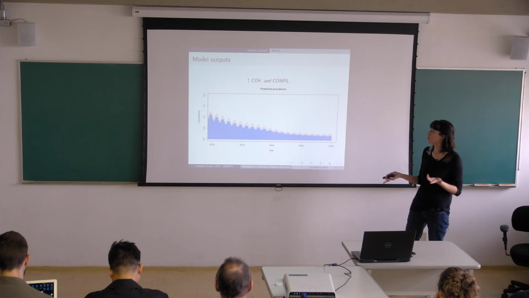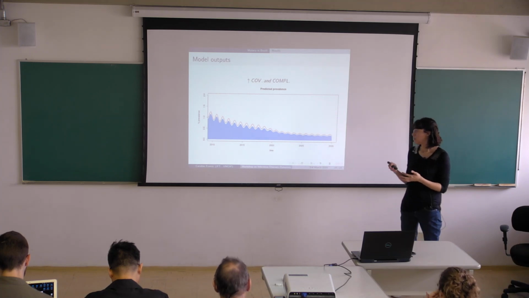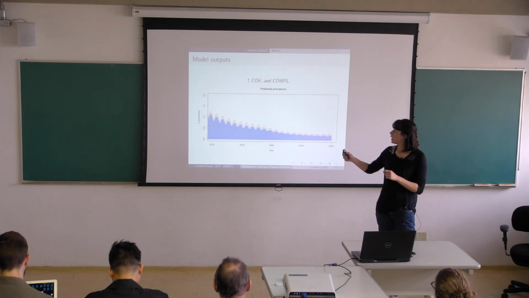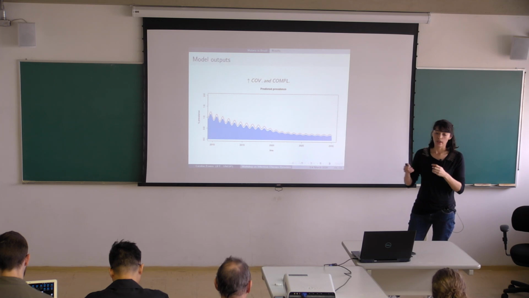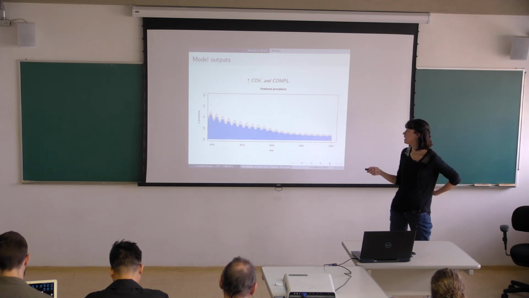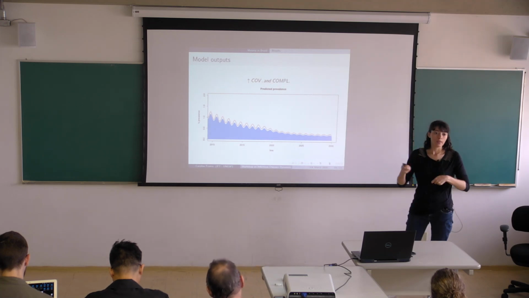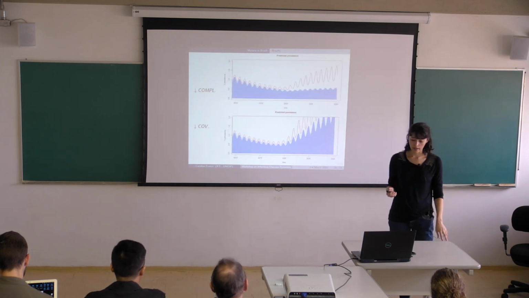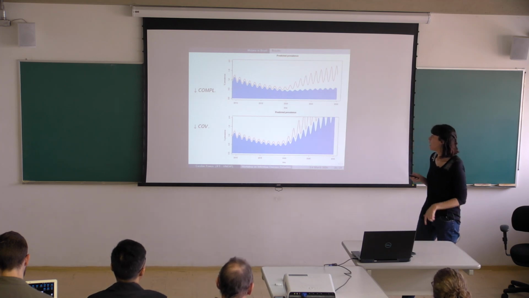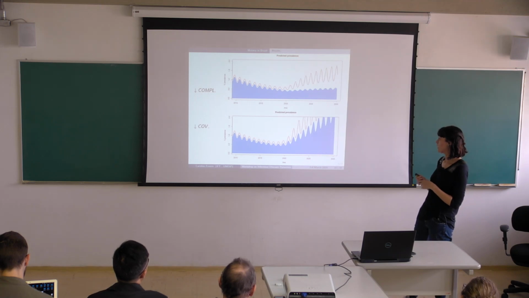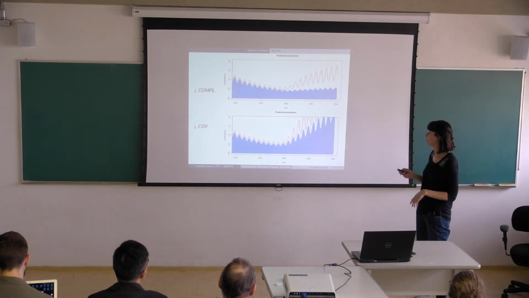And this is the kind of output we have. We try to adjust the parameters to find some kind of dynamics that matches what has already happened, and we try to play with parameters like compliance and coverage of interventions to see which has a better efficiency, for example.